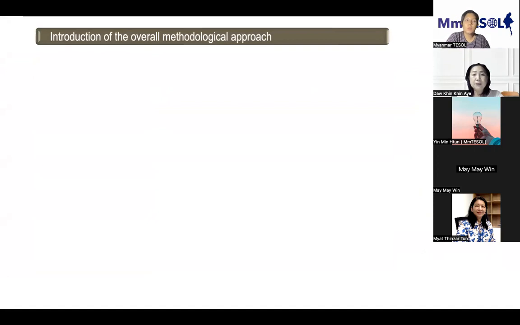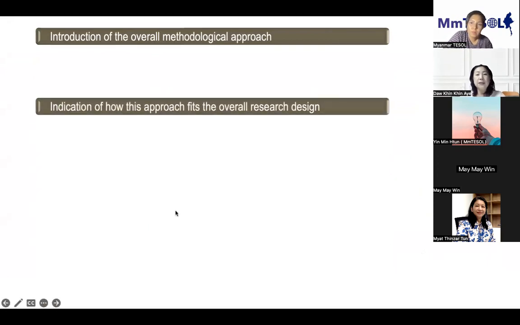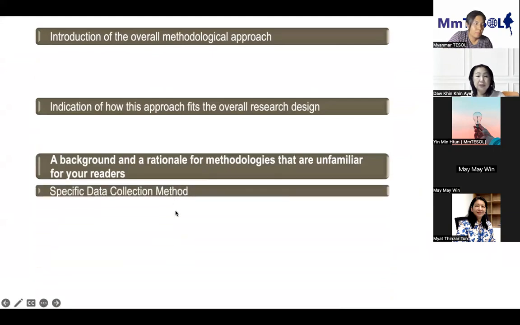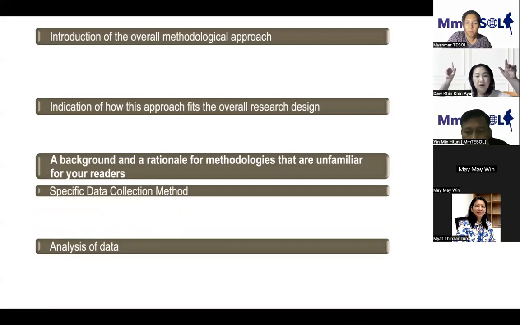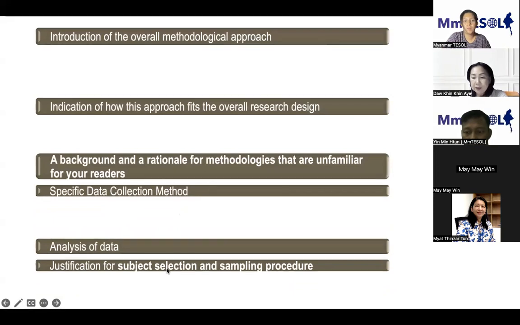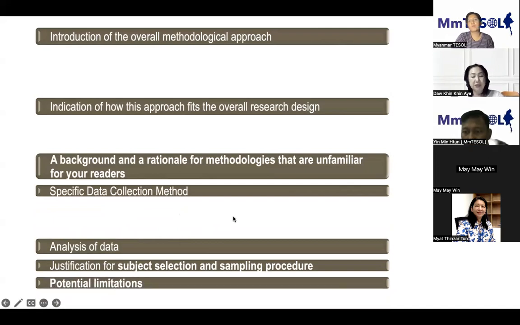Now, if you look at the introduction here, these are the components of the research methodology section. One is introduction of the overall methodological approach. The second one is indication of how this approach fits the overall research design, in a way, justification, a background and rationale for methodology that is unfamiliar to your readers. Another one is specific data collection method or methods and analysis of data. And finally, we have justification of the subject selection and sampling procedure. And after that, potential limitations.